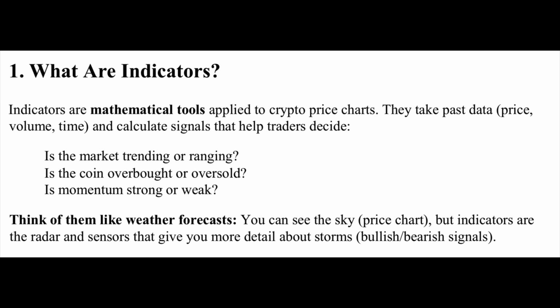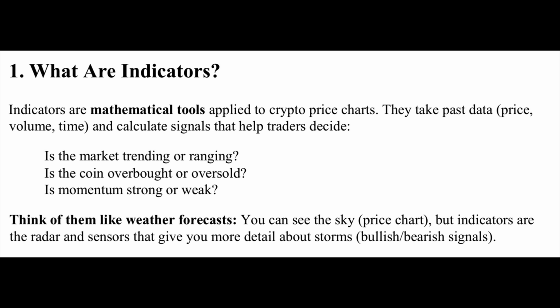So I said all of that, but none of that may have made sense if you don't know what an indicator or oscillator is in the first place. So with that said, I'm going to go ahead and pull from our PDF file and give you the definition of an indicator, okay? Indicators are mathematical tools applied to crypto price charts. They take past data, price, volume, time, and calculate signals that help traders decide: Is the market trending or ranging? Is a coin overbought or oversold? Is momentum strong or weak?